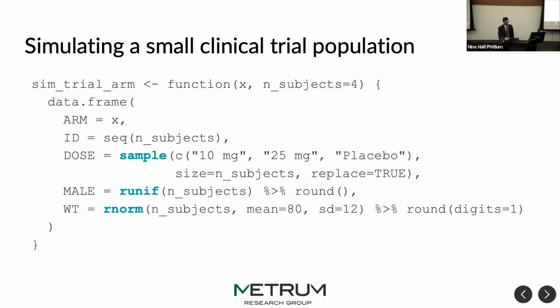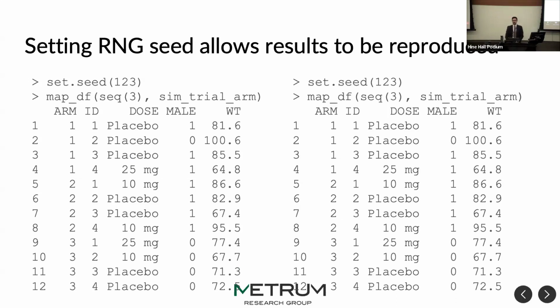So we are going to set our seed to 1, 2, 3. We're going to simulate three arms of the trial twice. And now we get identical results on the left and right hand sides. So this is how we're going to make reproducible code that still has random numbers in it, but we can reproduce those random numbers.